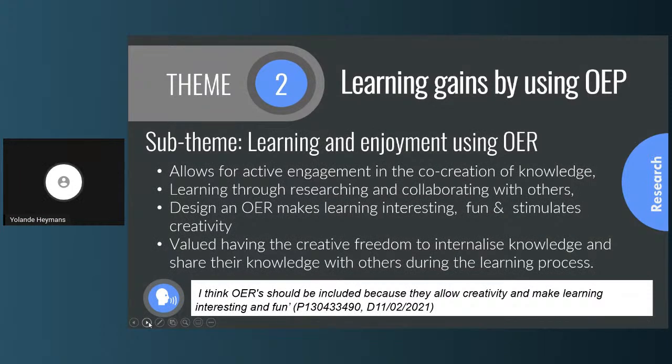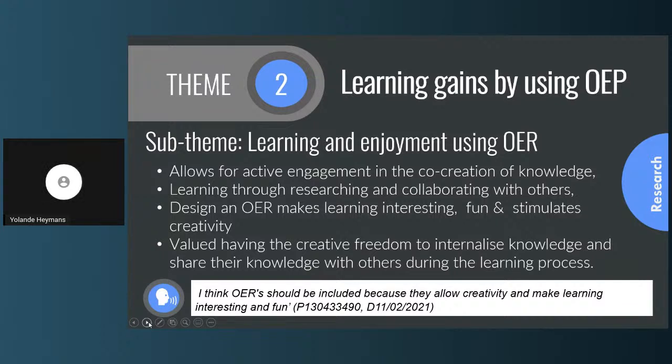If we look at learning and enjoyment of open educational resources, what we found is that it allows for active engagement in the co-creation of knowledge. It wasn't only our knowledge. We sent them out to go and see what is out there, to evaluate that knowledge, and then bring that back, and based on that, decide, bringing into the picture also their own knowledge, and reference that. So that was also good.